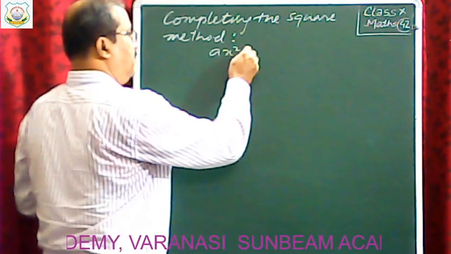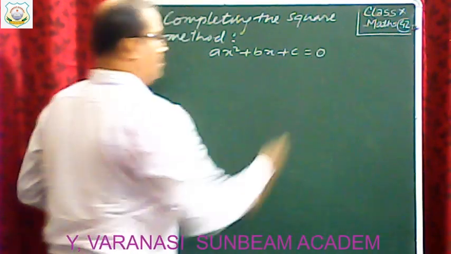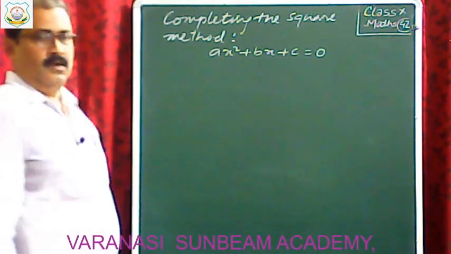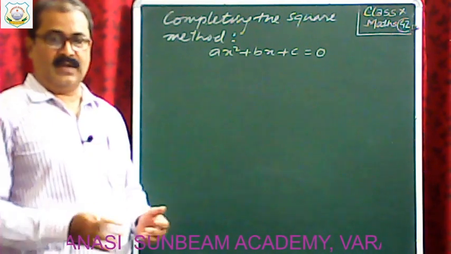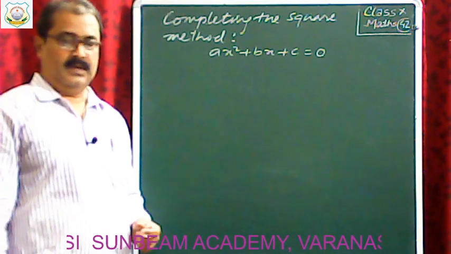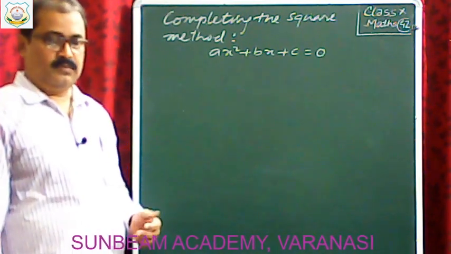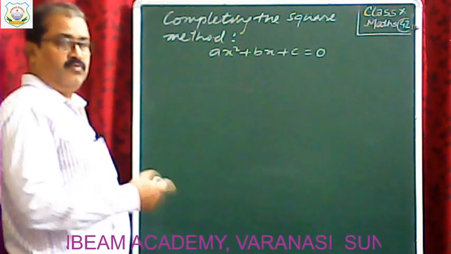The equation is of the form ax square plus bx plus c equal to 0. Whatever expression is given in terms of x, we have to make it a whole square and then proceed for the solutions. Clear? So that manipulation, you have to think how to make a whole square.